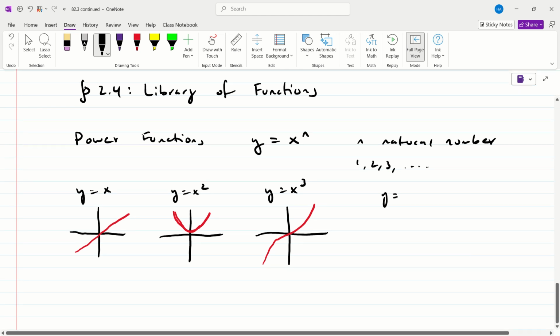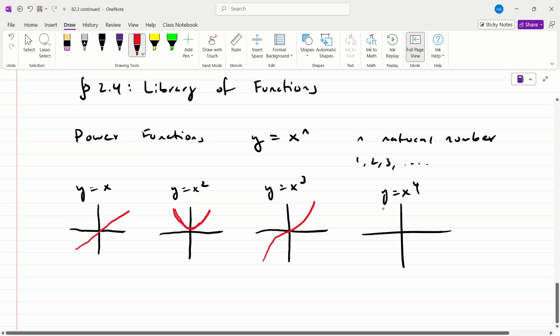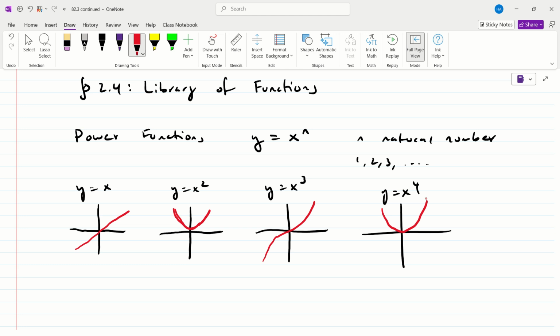If you were to graph out y equals x to the fourth, the base model x to the fourth looks very similar to a parabola. So the end behavior of x to the fourth is very similar to the end behavior of x squared. And that will always happen when you're considering these types of power functions.